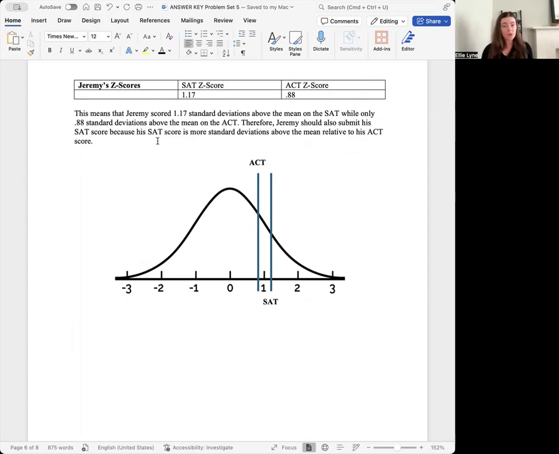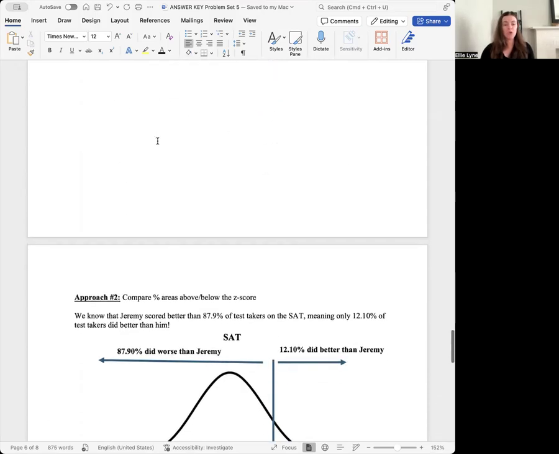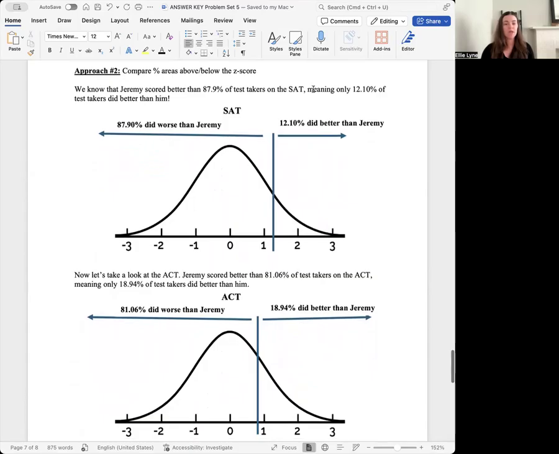There is also another way you could go about this though, and we'll go over this approach here. We can also use that second half of the table and we can compare the percentage areas above and below the z-score. We know that Jeremy scored better than 87.9% of test takers on the SAT, meaning only 12.1% of test takers did better than him.